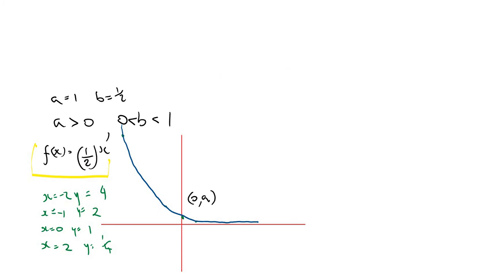So here we can see a different type of exponential function where a is equal to 1, b is equal to a half, so this time b is a fraction between 0 and 1 and a is greater than 0. So the function is f of x equal to half to the power of x. And we can look at what happens if x is minus 2, that's going to be a half to the power of minus 2, which is 4 here. When x is minus 1, we go down to being 2. When x is 0, we go down to 1. And when x is 2, we go down to a quarter. So very small gradual changes in y as x gets bigger.